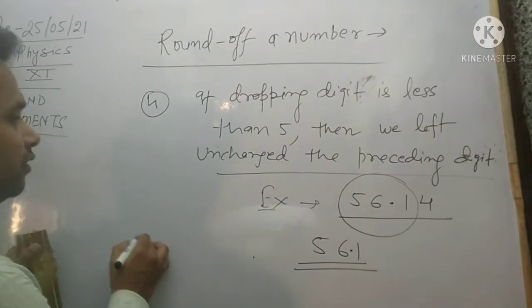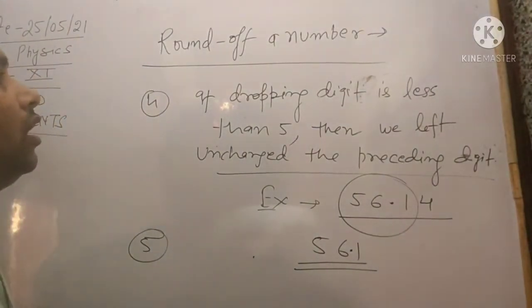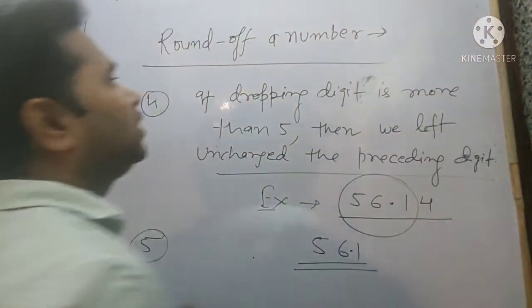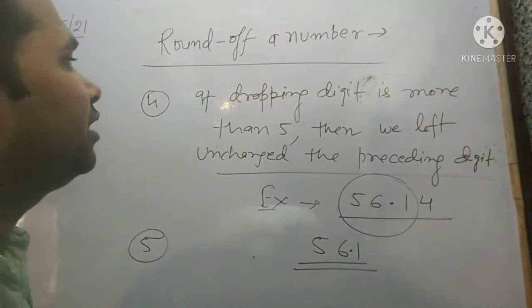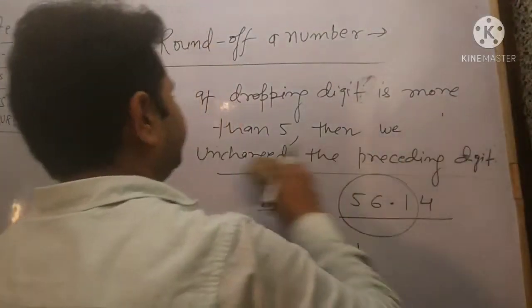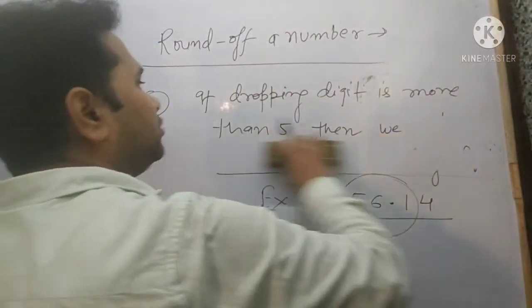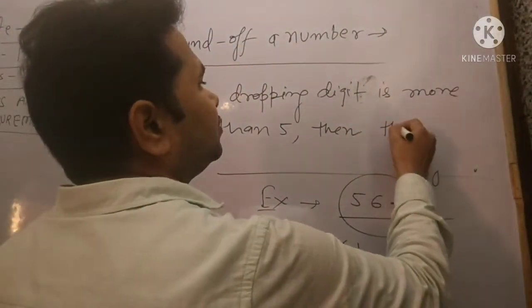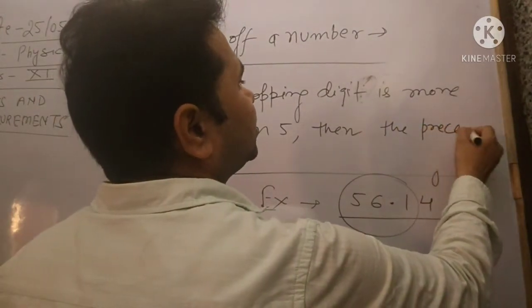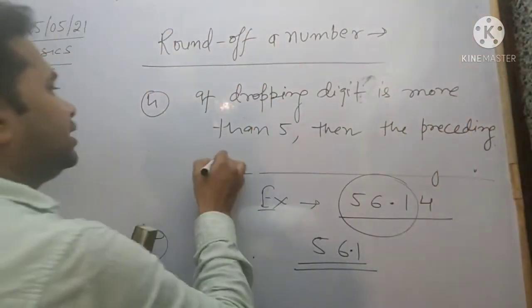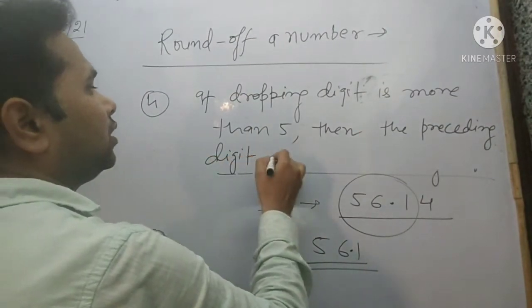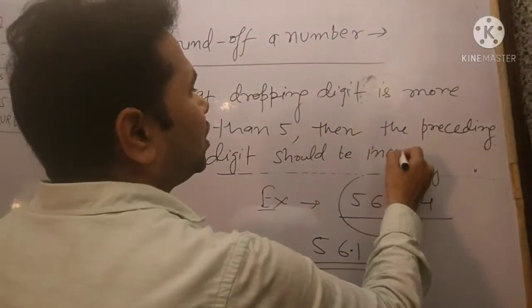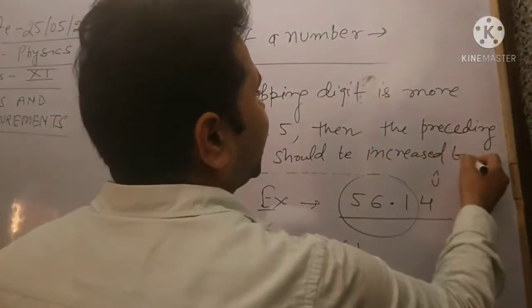And the last rule, fifth rule, says that if the dropping digit is more than 5, then the preceding digit should be increased by 1.